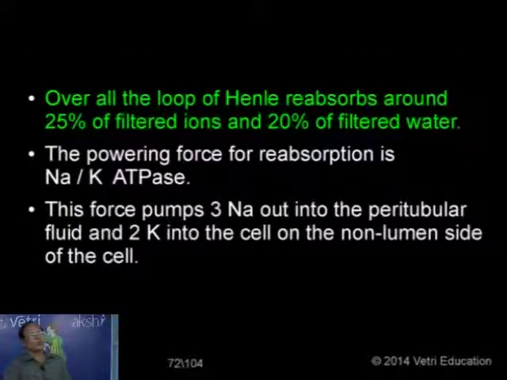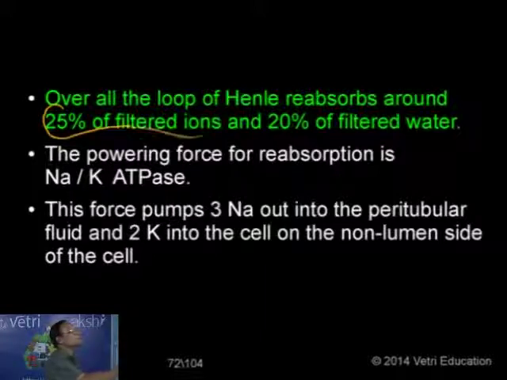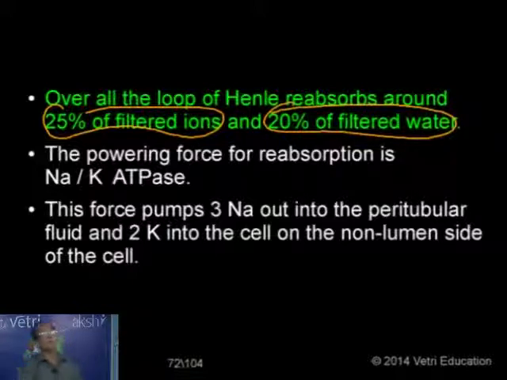So how much water and how many electrolytes are being reabsorbed in the loop of Henle? Altogether, nearly 25% of the filtered ions and 20% of the filtered water are reabsorbed in the loop of Henle. Not 100% of the ions, not 100% of the water. The major amount of water reabsorption takes place in the proximal tubule as well as in the collecting duct and also the distal convoluted tubule. But only 20% of the filtered water is reabsorbed and 25% of the filtered ions are reabsorbed in the loop of Henle. And what is the driving force, or the energy source, for reabsorption?